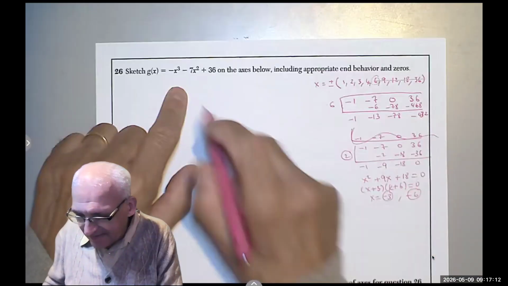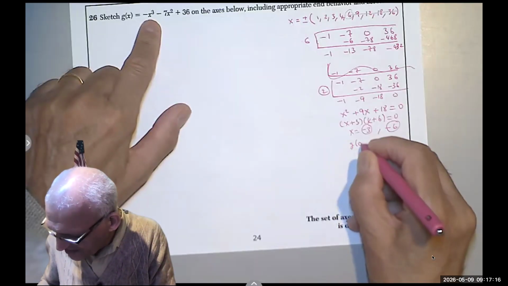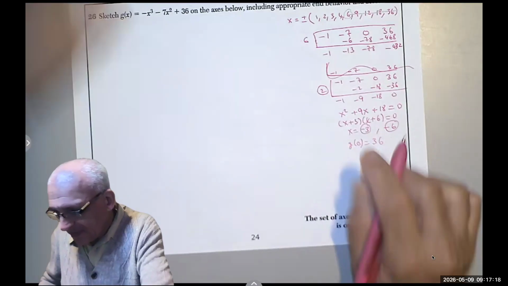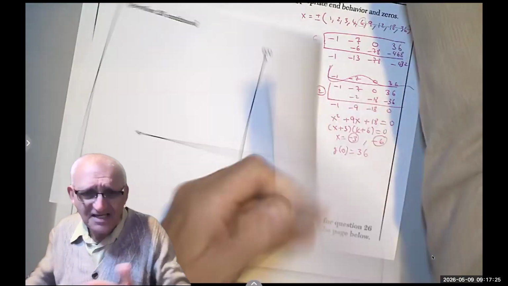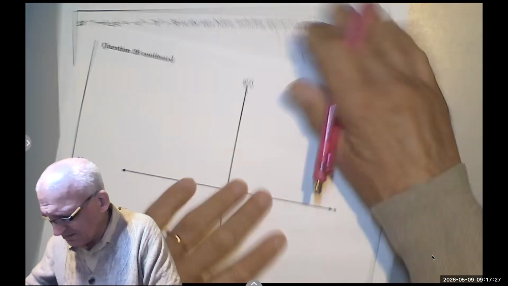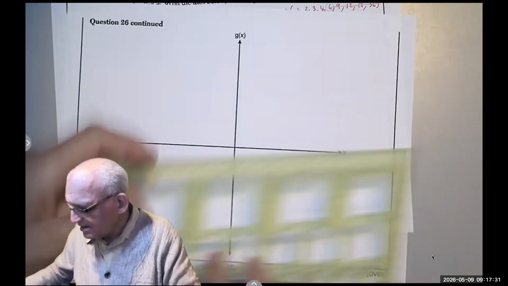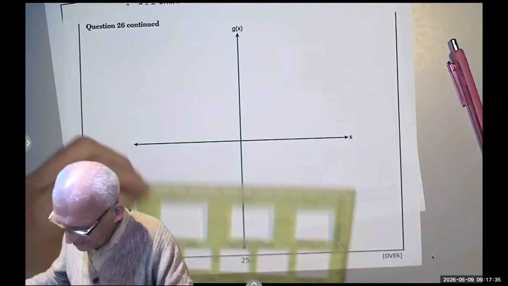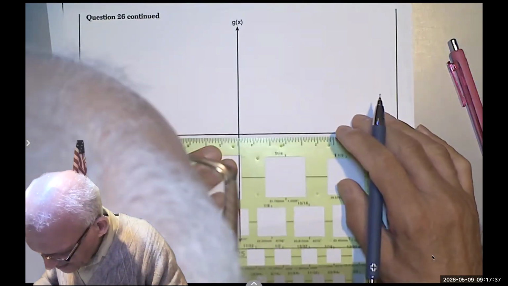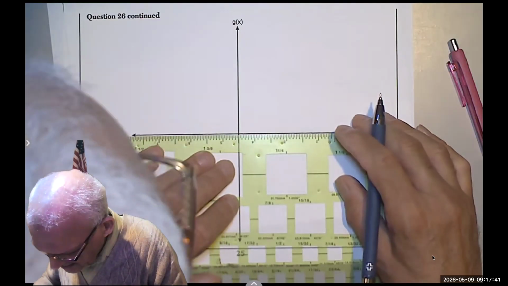I know that at x equals 0, g of 0 equals 36. So now I can start plotting. You don't have to draw to scale, for example, because that's a third degree parabola. It's almost impossible to do that, right? But let's see, roughly, we need -6 is the maximum, right?